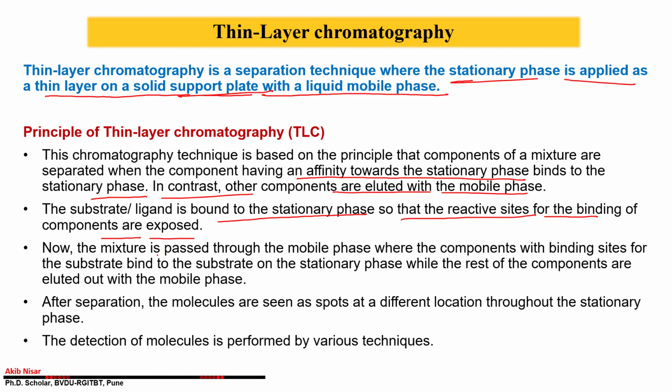There are different types of TLC plates depending on the different solutes. Now the mixture is passed through the mobile phase, where the components with binding sites for the substrate bind to the substrate on the stationary phase, while the rest of the components are eluted out with the mobile phase. I have told you already, eluted means mixed with the mobile phase, and sometimes you use elution profiles. After separation, the molecules are seen as spots at different locations throughout the stationary phase. The detection of molecules is performed by various techniques.